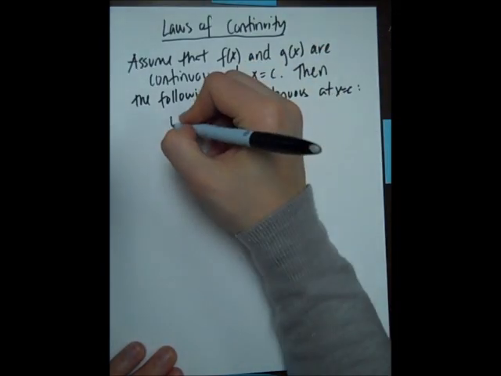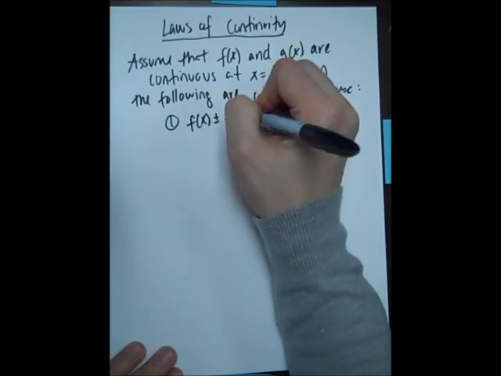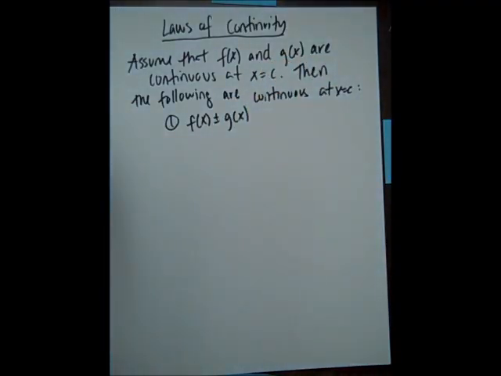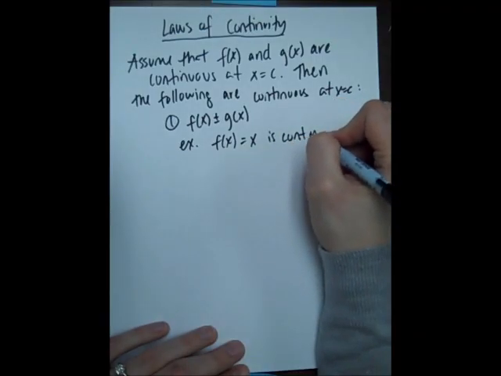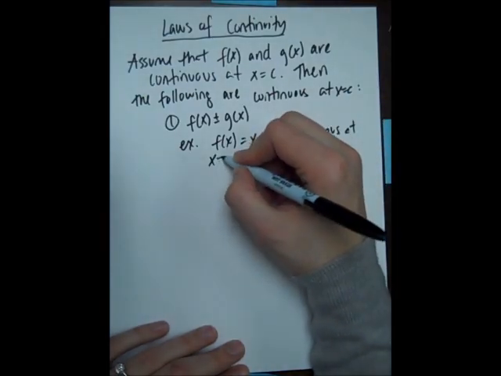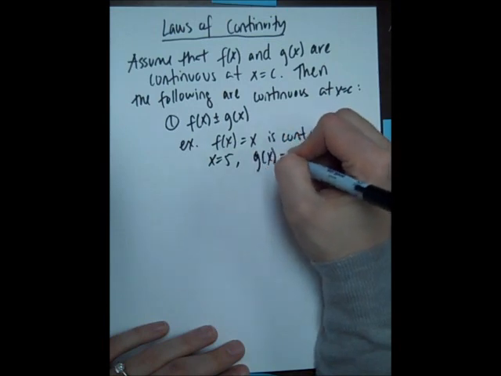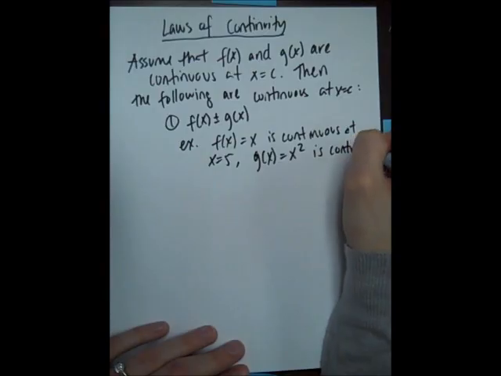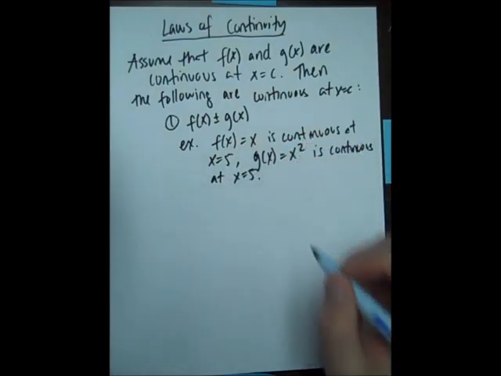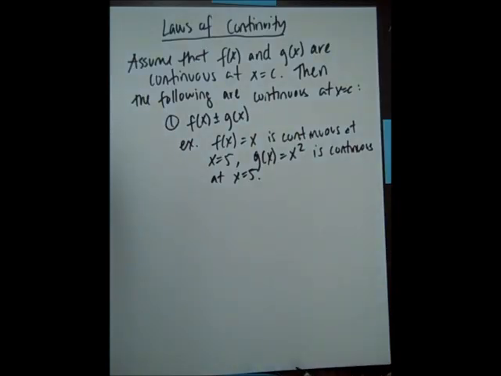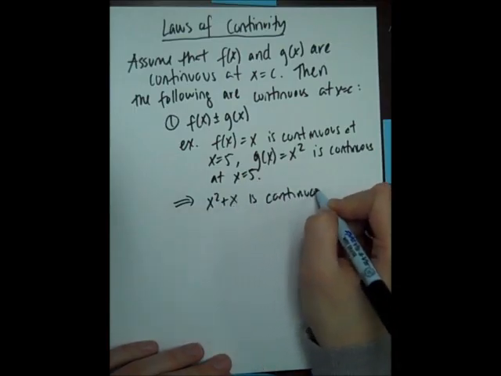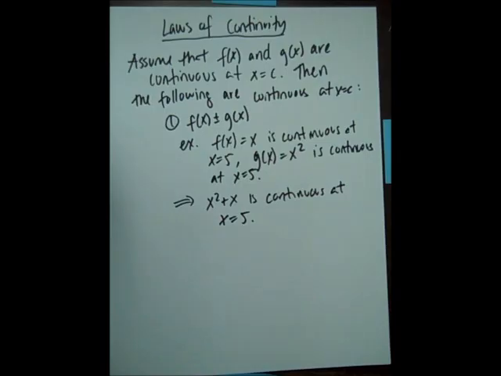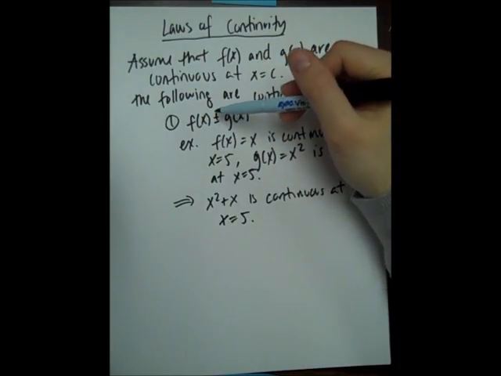At x equals c. First off, I could just add or subtract them. So if I know two functions are continuous at a number c, then I could add those two functions together and that's also going to be continuous. So for example, we know that the function x is continuous at x equals 5. I also know that the function x squared is continuous at x equals 5. If you don't believe me, graph those, look at your limits. Those are definitely going to be continuous. Therefore, x squared plus x is continuous at x equals 5.